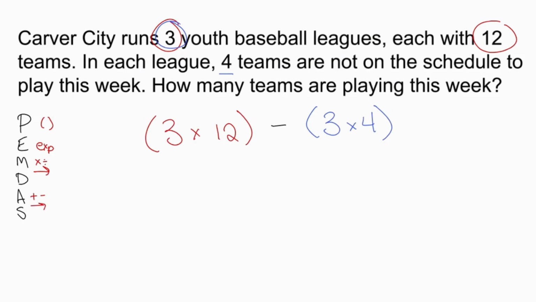Now, I'm going to do everything inside the parentheses first. And you know what? I see 2 groups of parentheses. So that is going to become something minus that is going to become something. So 3 times 12 is 36. 3 times 4 is 12. Now I'm done with everything inside the parentheses, no exponents.